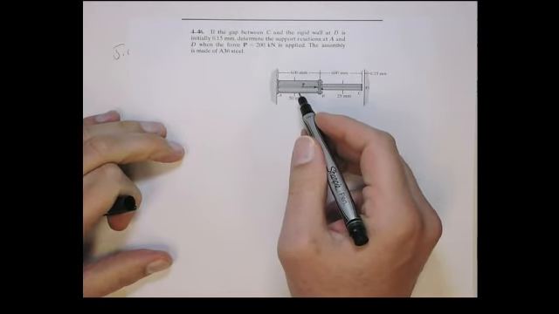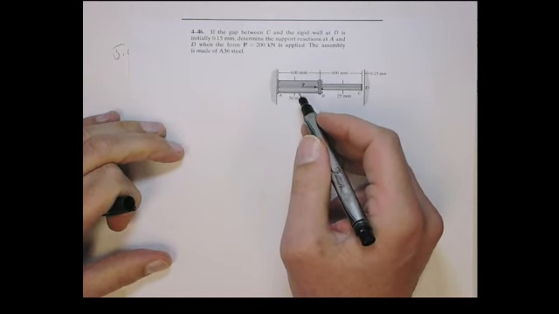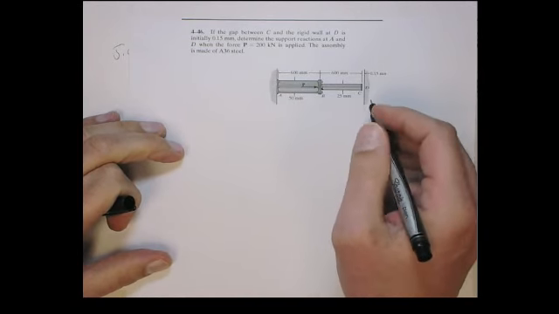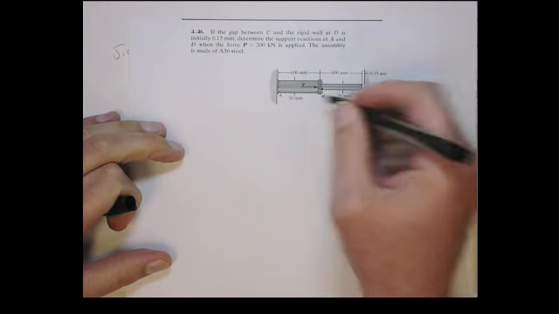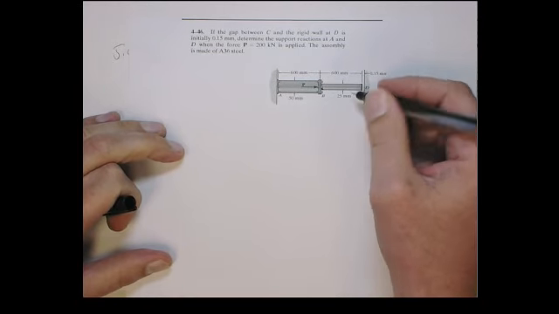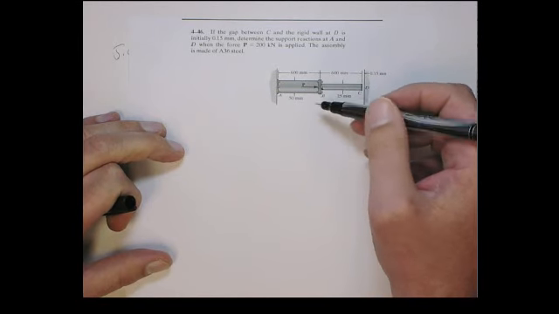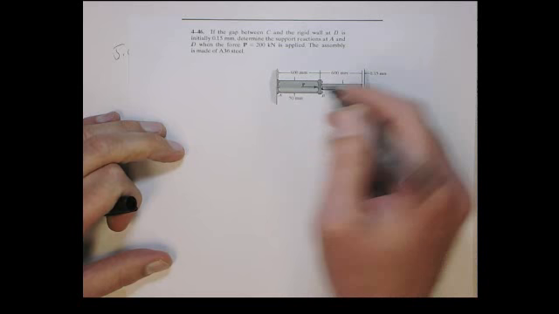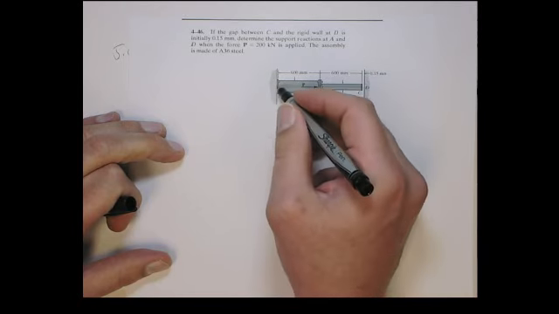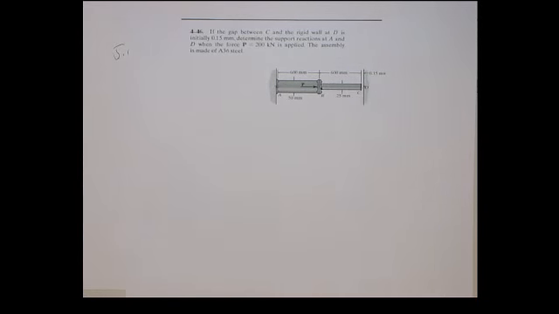You have two sections, different diameters. They're solid, made out of steel. There's walls at both ends, but initially there's a gap here of 15 millimeters. So the gap is there before the load is applied. Then we apply a force on here of 200 kilonewtons, and it wants you to find the support reactions at A and D.